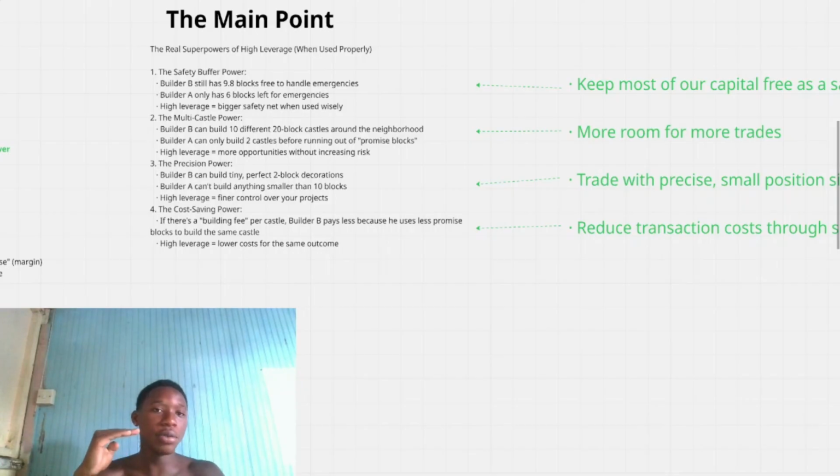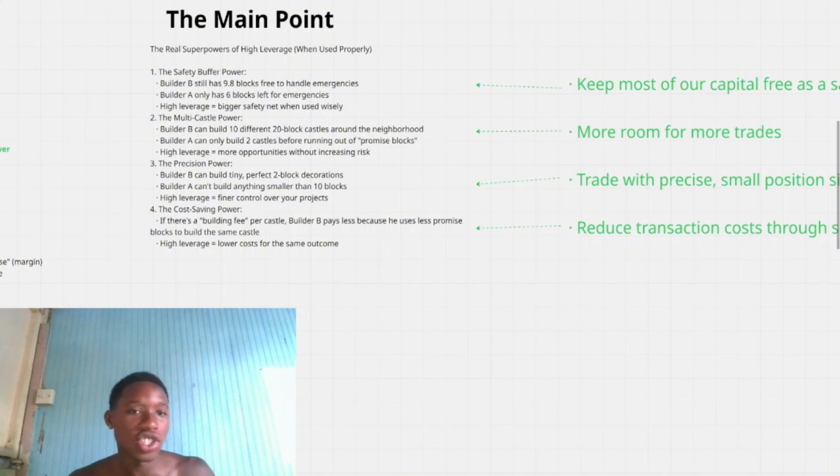with a 2 pip stop loss and still risk 1%. So that's the whole point I'm getting into. Higher leverage gives you more precise power. You get to take smaller positions. You get to have a more precise stop loss. Your stop loss doesn't have to be 50 pips.